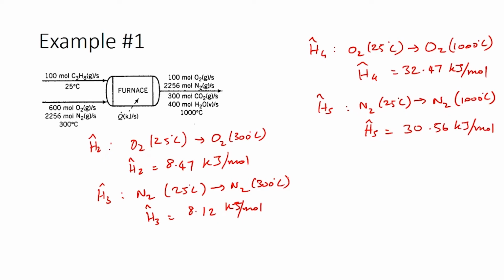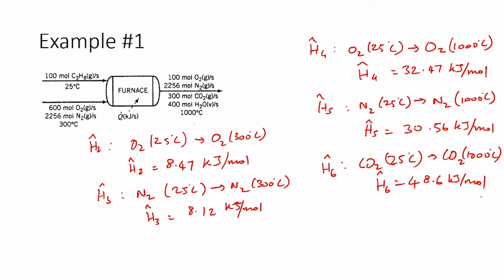So, now you have H6 cap and H7 cap. For H6 cap, you can use the table for combustion gases to get the value for carbon dioxide being heated from 25 degrees Celsius, which is the reference state, to carbon dioxide in the exit stream at 1000 degrees Celsius. So, your H6 cap is equal to 48.6 kilojoules per mole. Now we have H7 cap, which needs to be calculated.